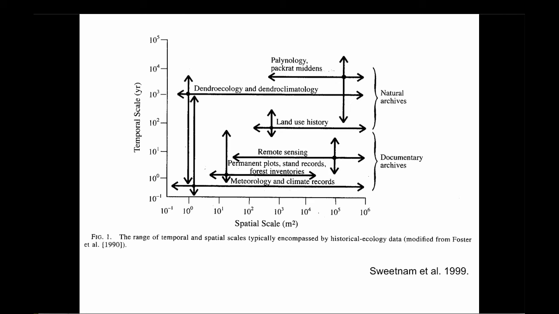And so this includes looking at things from very small spatial scales and small temporal scales, such as permanent plots and stand records and forest inventories that may be part of forest management plans, or old planting records as part of land use quantification. So we can consider these to be kind of documentary types of data sets that are going to be collected in individual sites, or we can use remotely sensed data for specific sites that document specific conditions on the ground.